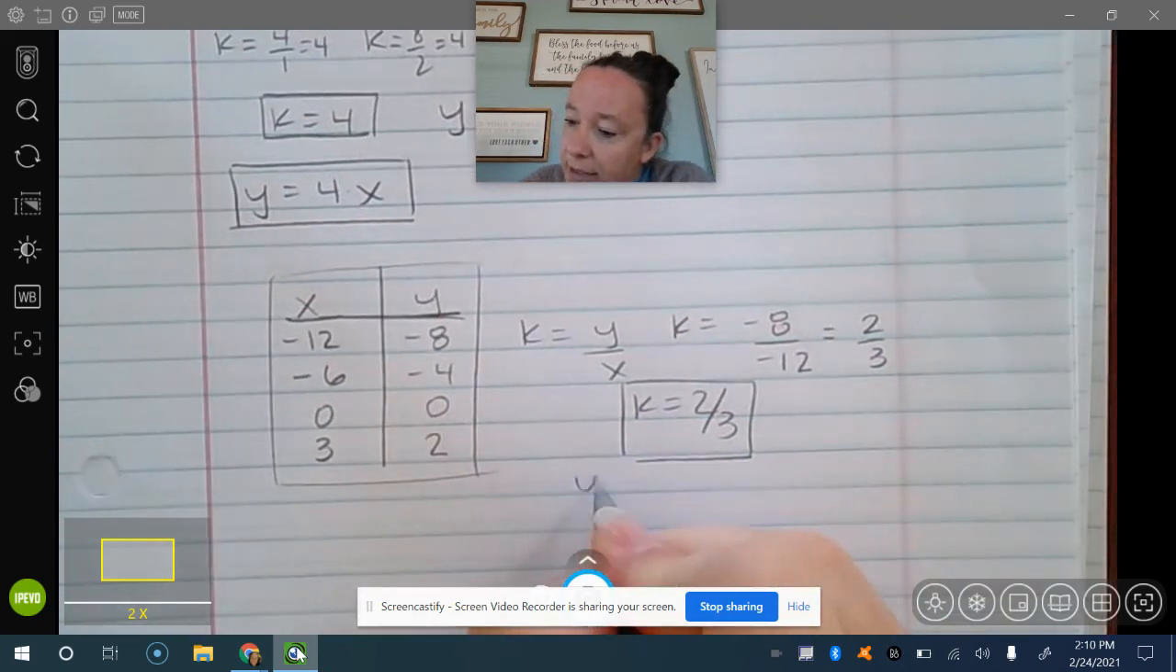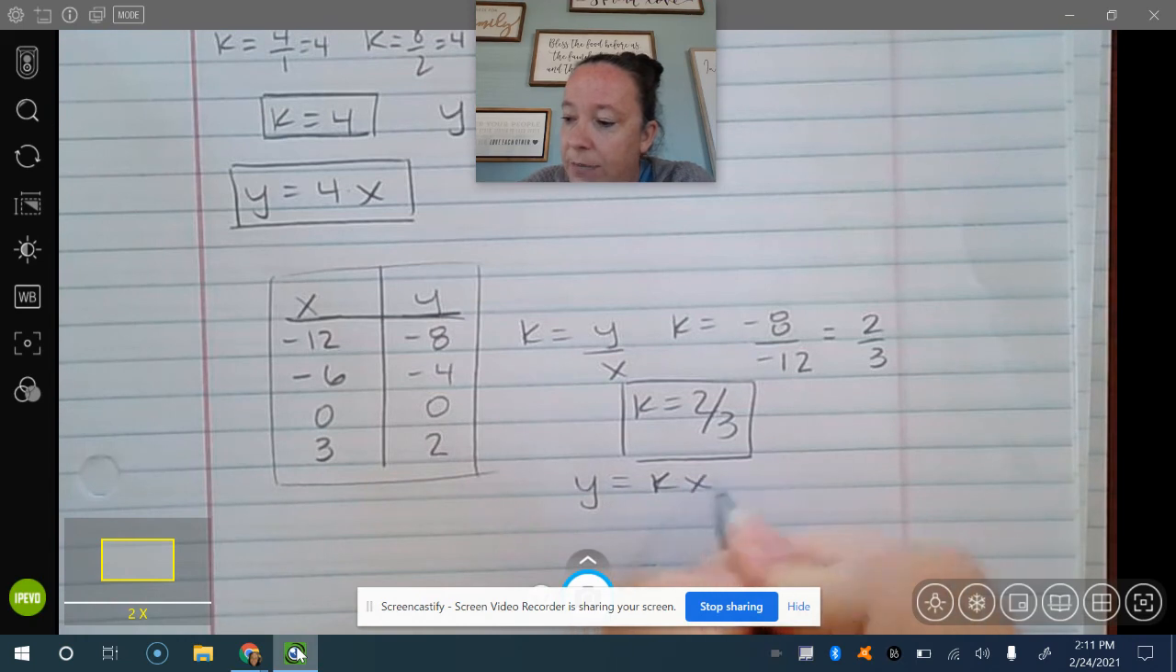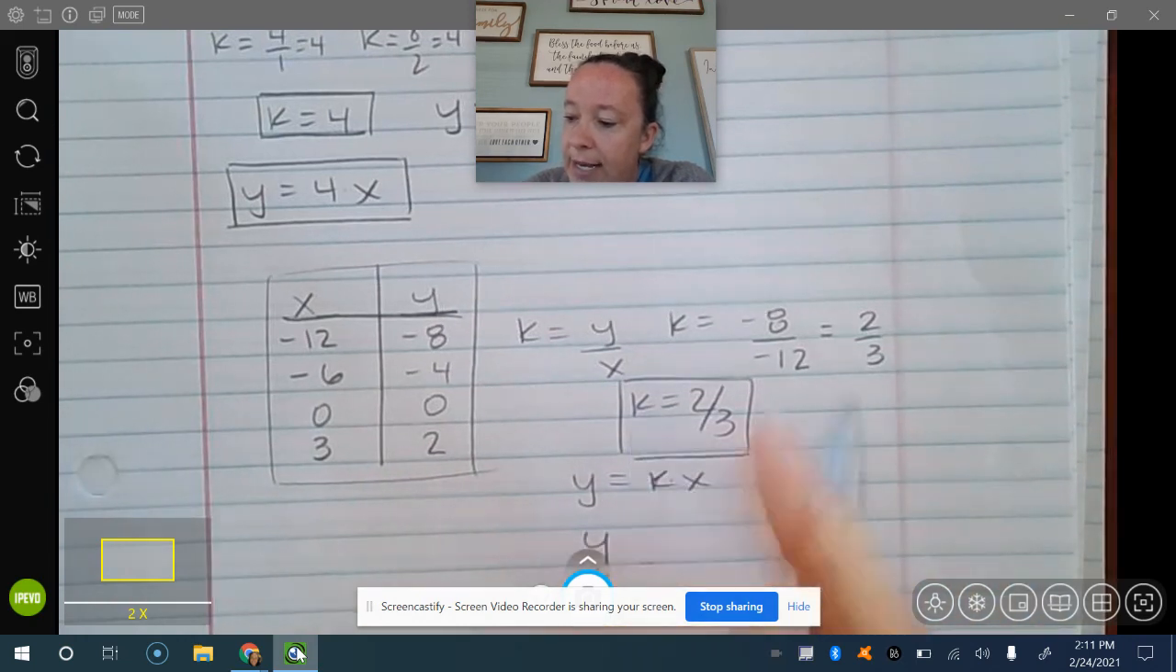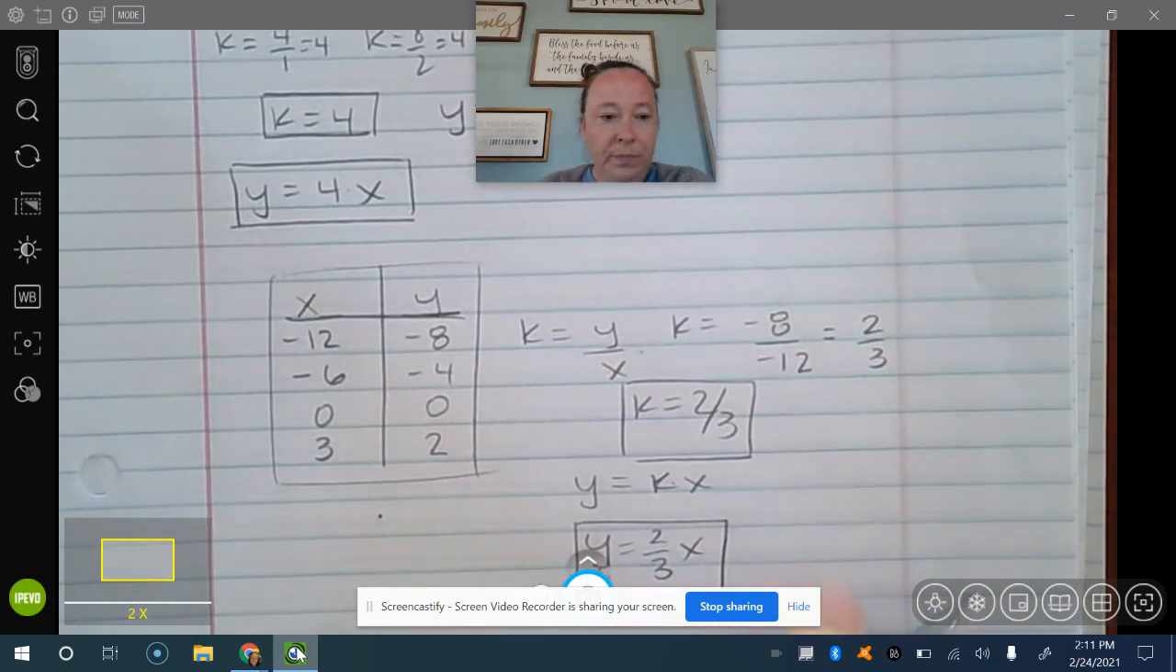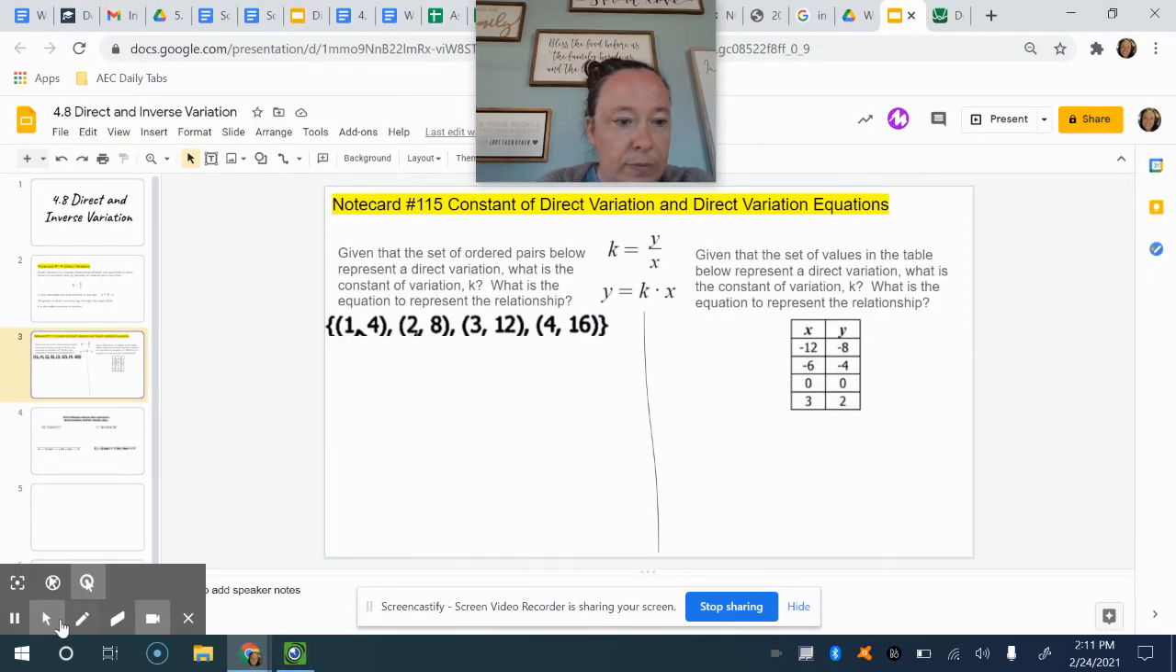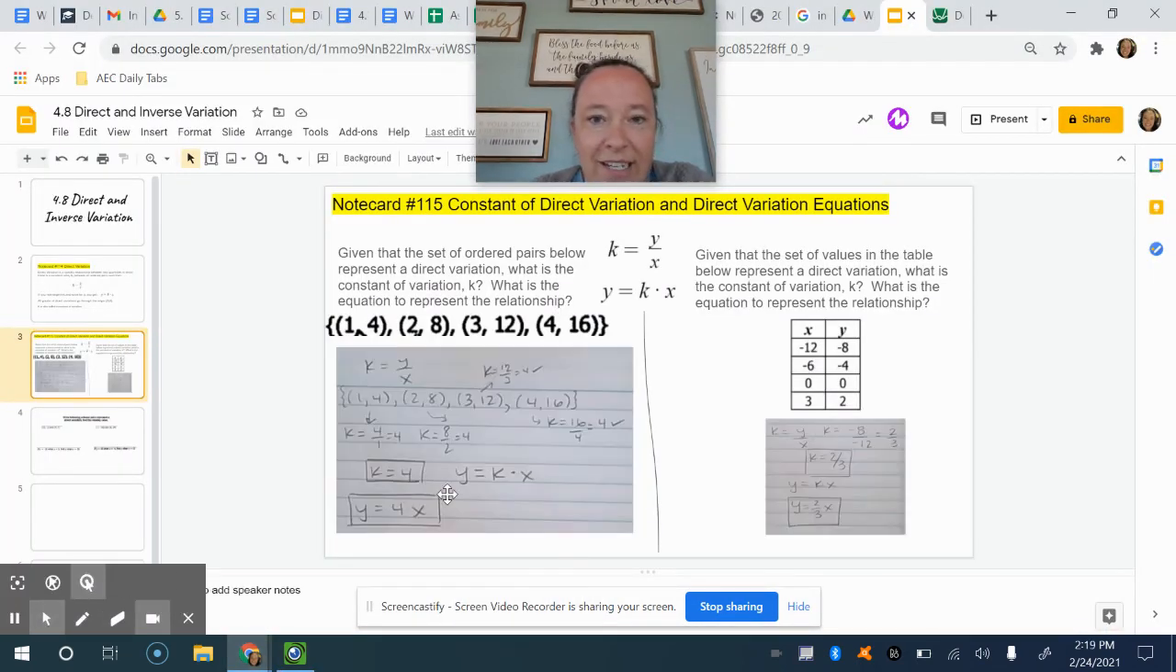Now the equation is y equals kx. That's something you need to remember. So it is y equals 2/3 x. And there you go. All right, so here all of it is back on this slide. So finish up note card 115.